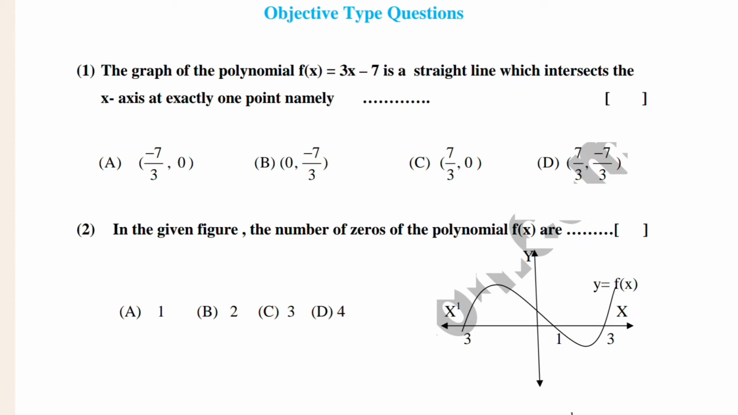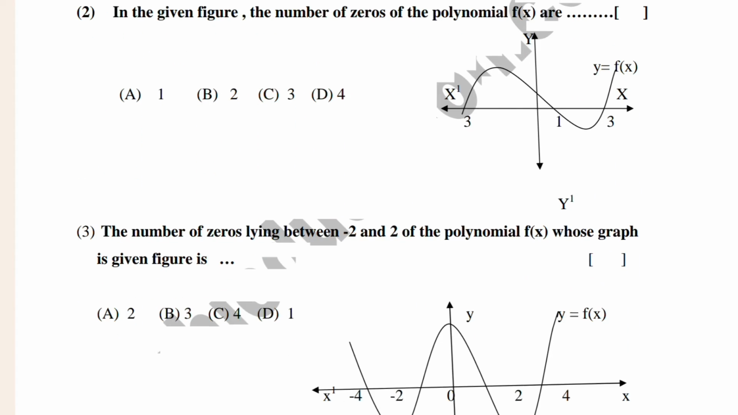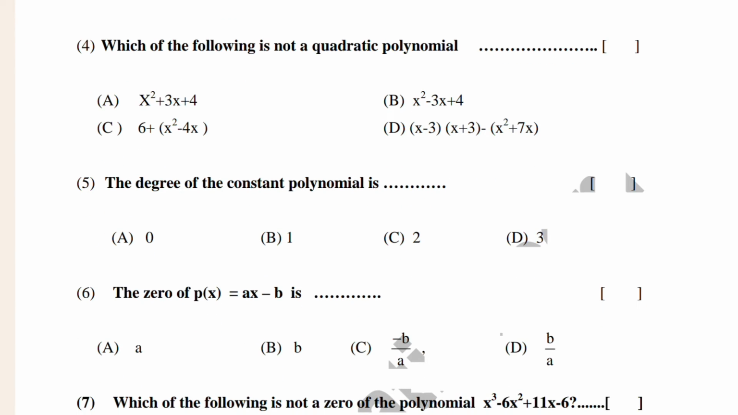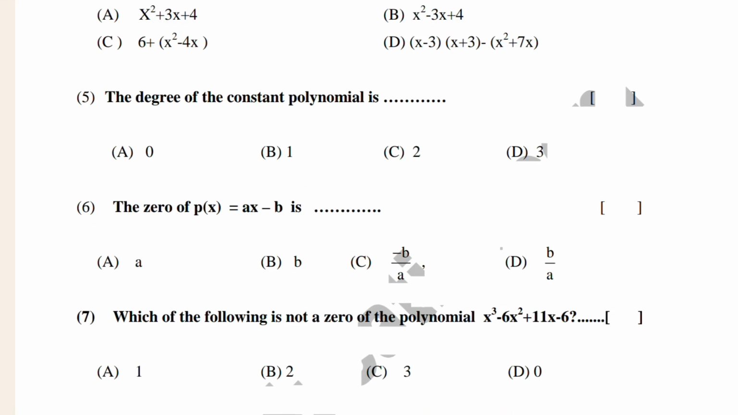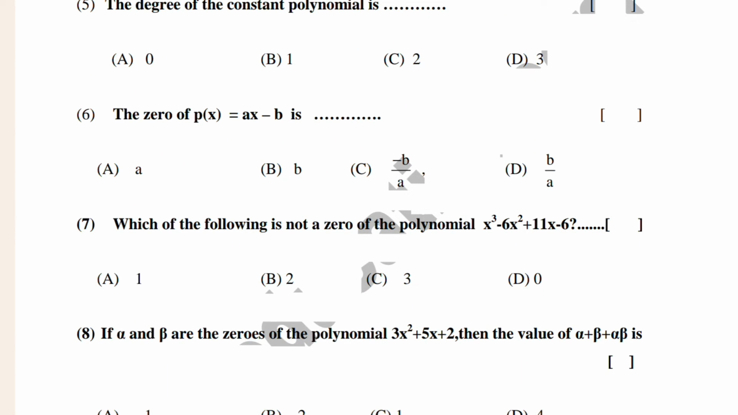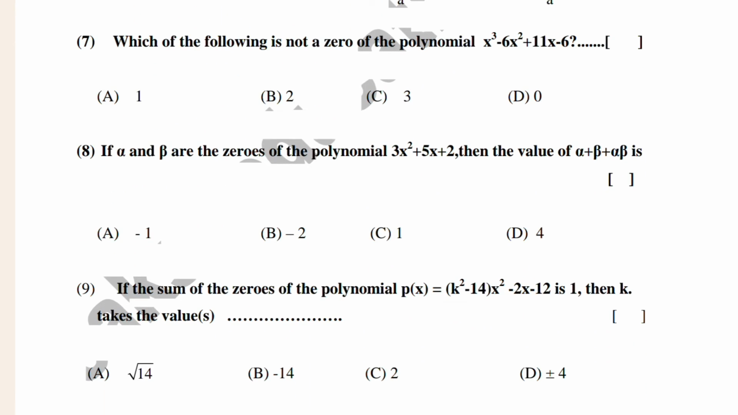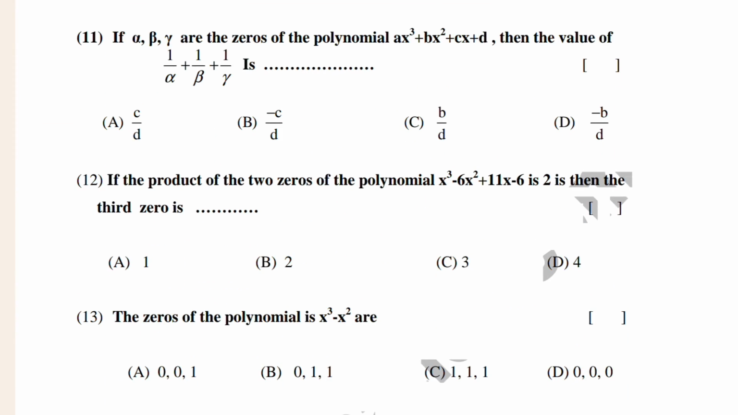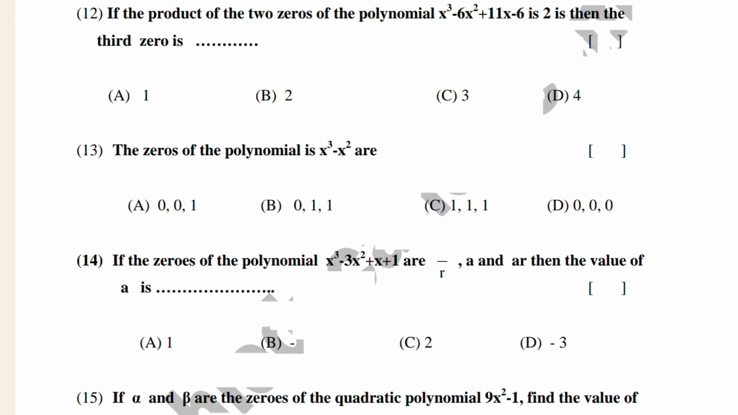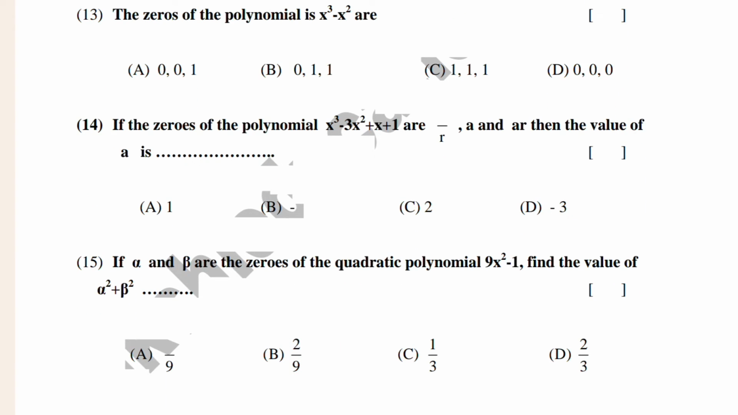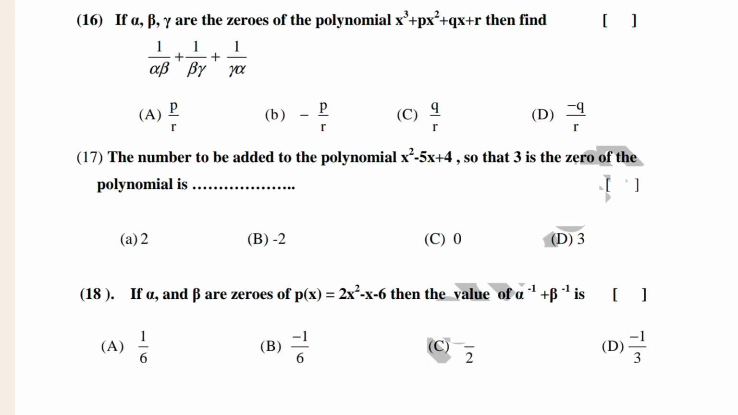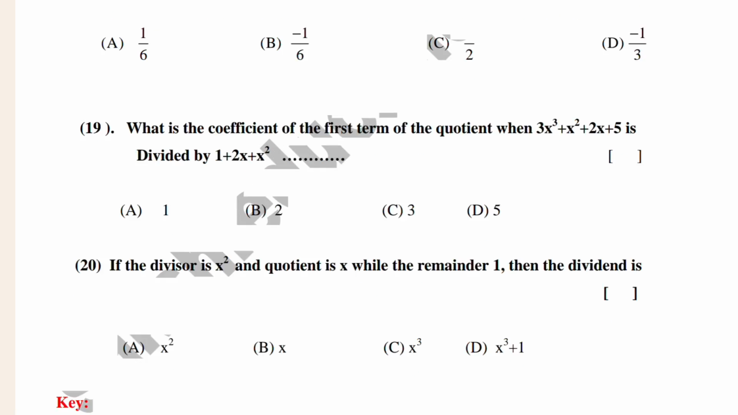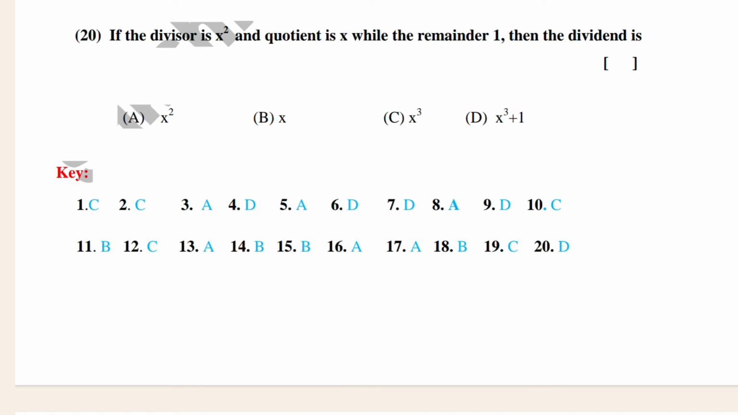So from here the objective type questions start. The degree of a polynomial. Which of the following is not a zero of the polynomial? Alright. Is it clear for you? So this is the key concept of that one. You can see from here.